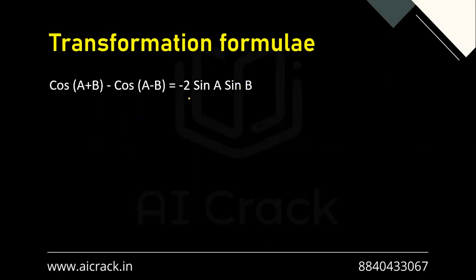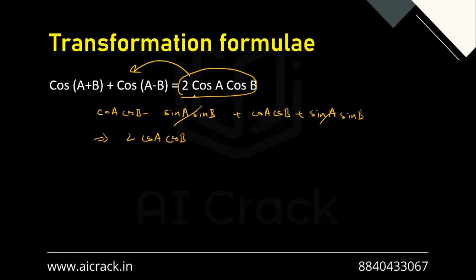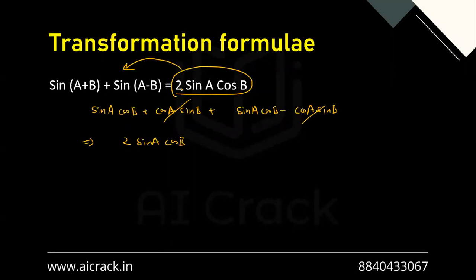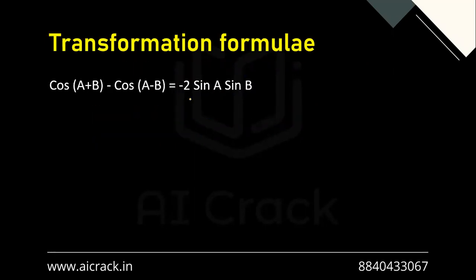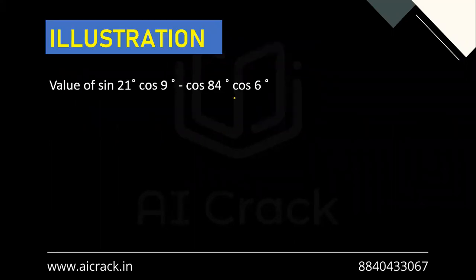Now this one is a little counterintuitive. Unlike these three formulas where you won't be getting any negative sign, in this one you will be getting a negative sign over here. Or else you can write cos of a minus b minus cos of a plus b. You can remember it in both manners. Derivation is the same, you just have to expand it and you'll get the formula.